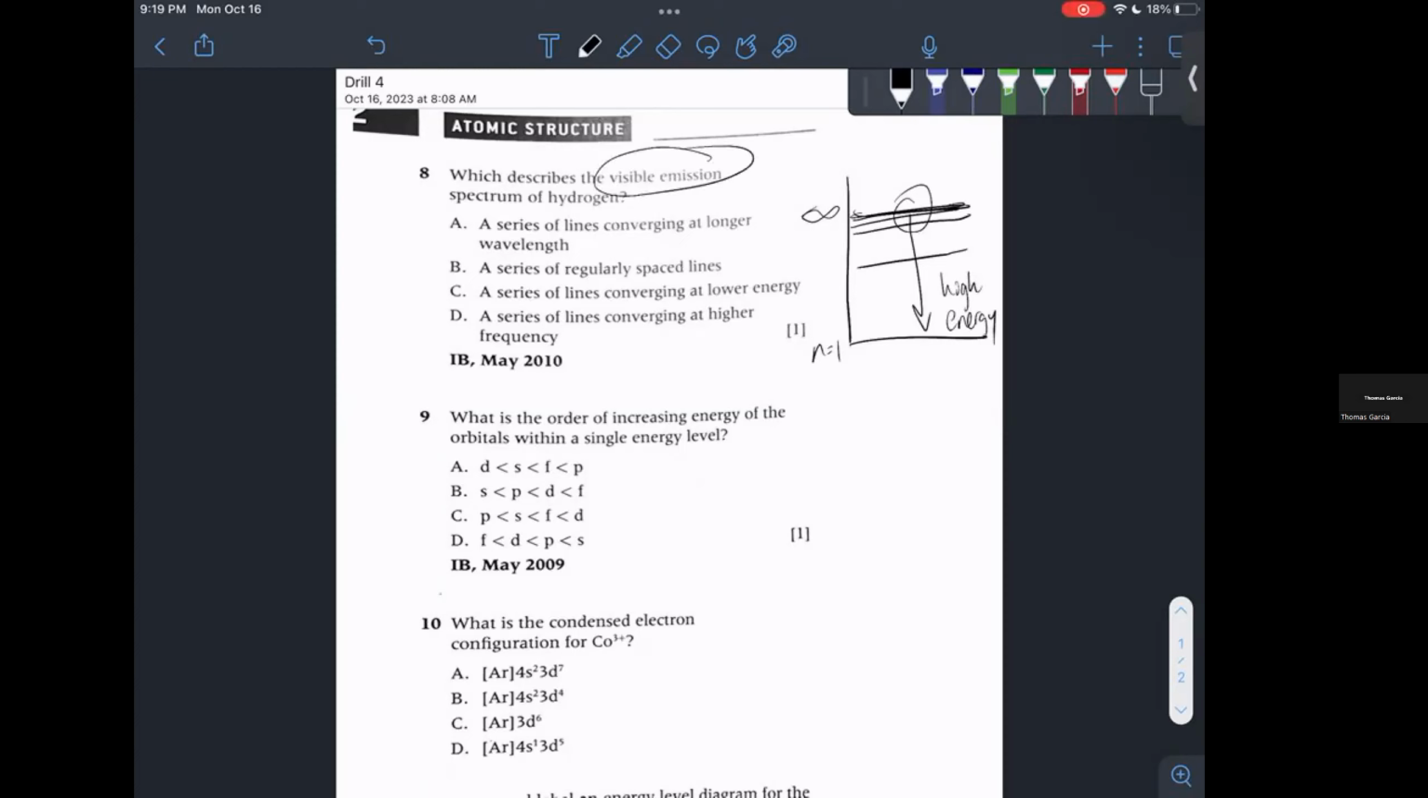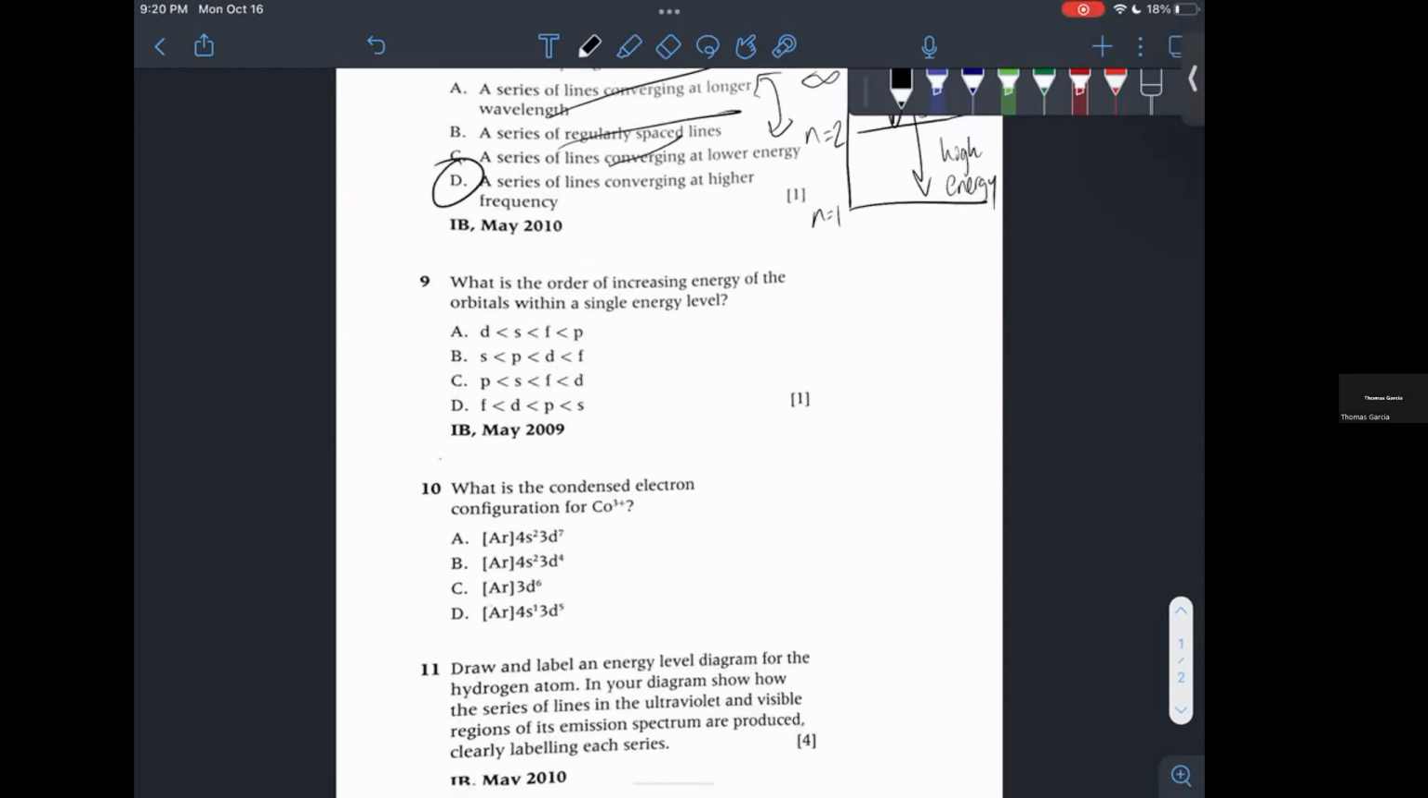So we're actually going to be talking about all of them converging to n equals 2, representing the Balmer series. So it's definitely not regularly spaced lines. We know that for a fact because they converge. They're not converging at a longer wavelength. They're not converging at lower energy. These two are pretty much the same, and it can only be one answer. They're converging at higher frequency. As we go higher up, we have higher frequency.